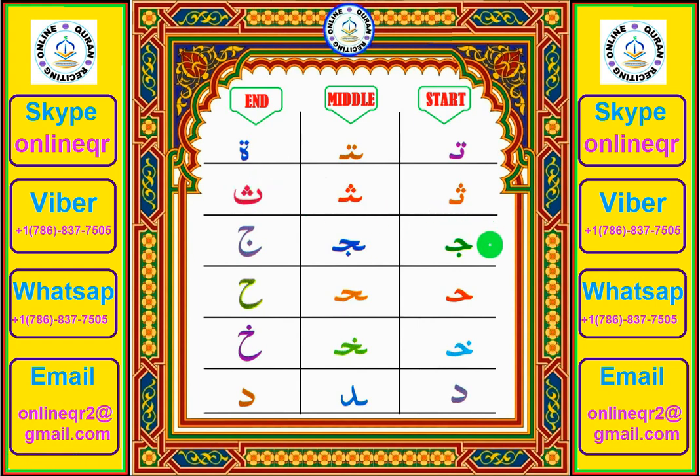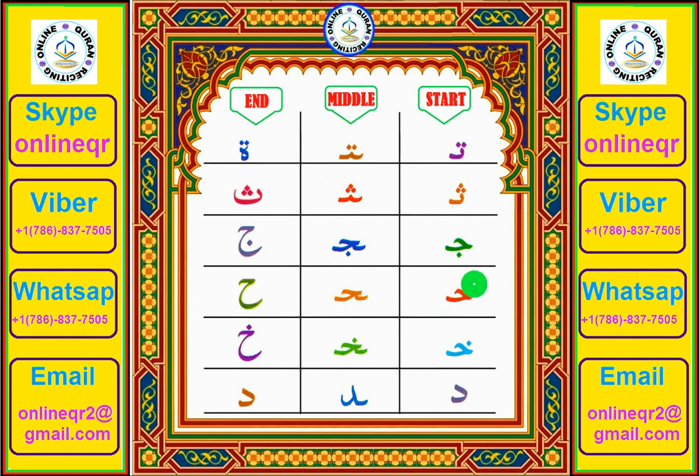This is Jim. When it is used in a sentence, this is the shape of start. In the middle, like this, and in the last, the shape of Jim, like this.